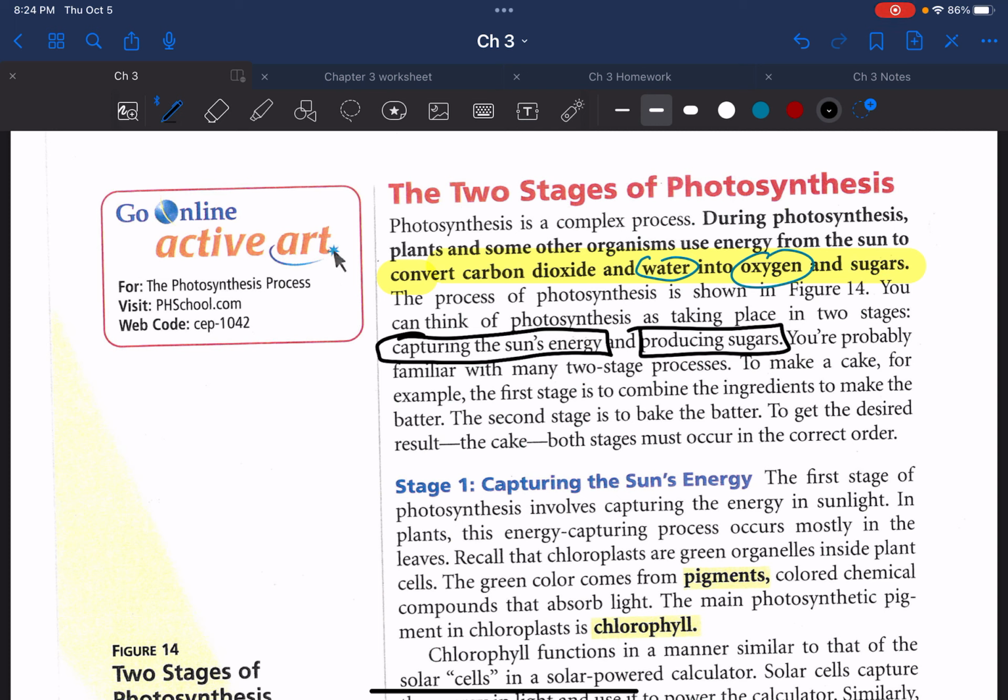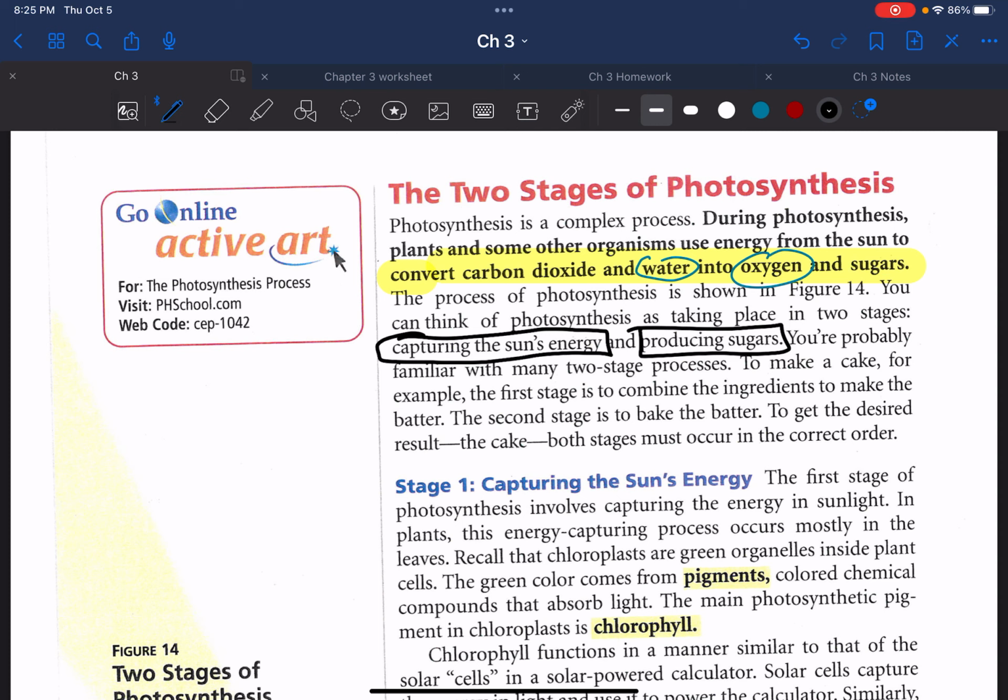You're probably familiar with many 2-stage processes. For example, to make a cake, the first stage is to combine the ingredients to make the batter. The second stage is to bake the batter. To get the desired result, which is a cake, both stages must occur in the correct order. Stage 1, capturing the sun's energy.